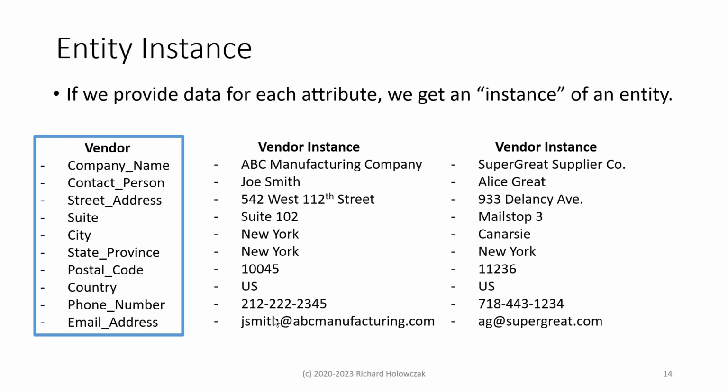If we fill in all of this data, actual data, for each of the attributes, we would call that an instance. So I would call this the ABC Manufacturing Company instance. And over here, we have a super great supplier company. That's another instance. Sometimes it's helpful to fill out a little bit of data, just as an example. We wouldn't necessarily show this on a diagram. We might just keep this in our notes, and this will give our end users a very, very explicit example of what kind of data we are going to be storing for them.